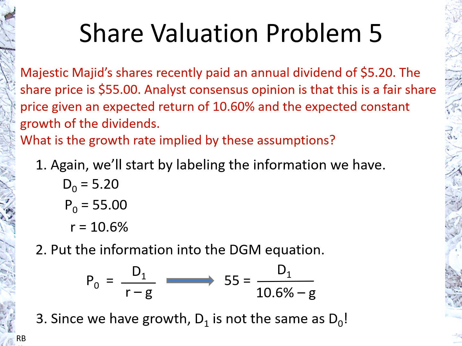I left D1 because it's not the same thing as D0. We have constant growth, but because the constant growth is also the growth rate of the dividend, we can use that knowledge and replace D1 with, of course, D0 times 1 plus G, because the dividends are growing at a rate of G. Now we have D0, so that becomes 5.2 times 1 plus G.